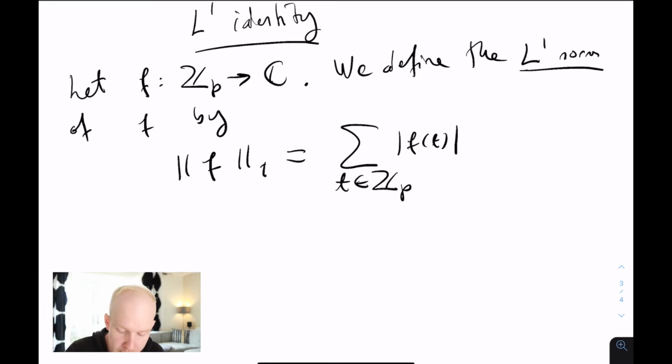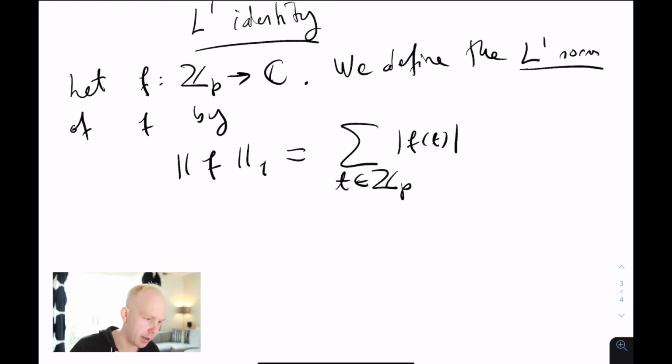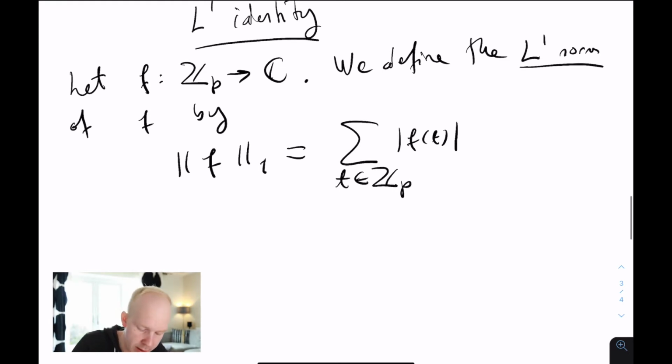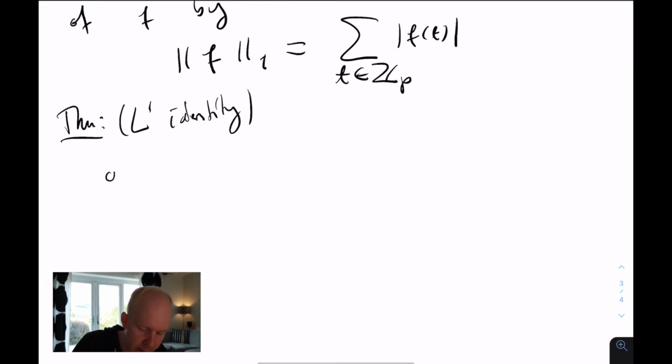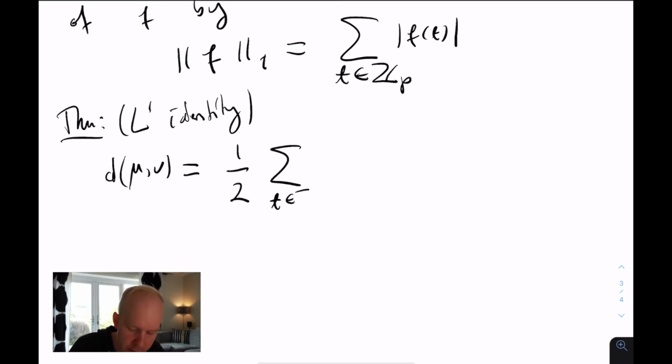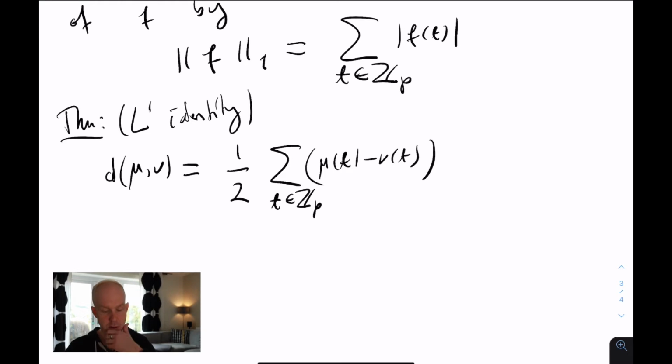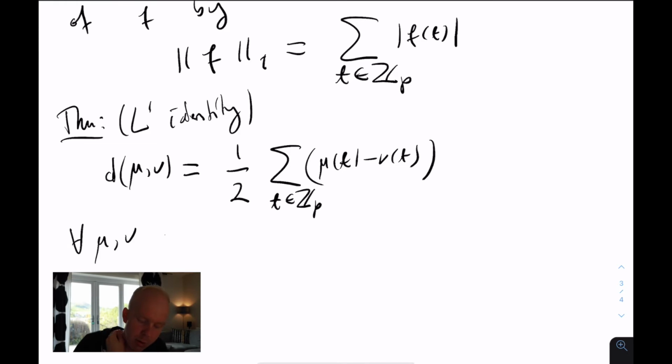And with the L1 identity, you can basically relate the total variation distance to these L1 norms. So the theorem, which is called the L1 identity, is saying the following: the total variation distance between two probability measures is given by half of the sum over t from Zp of the absolute value of mu t minus nu t. So that's the L1 identity. This is for any mu and nu probability distributions in Zp.